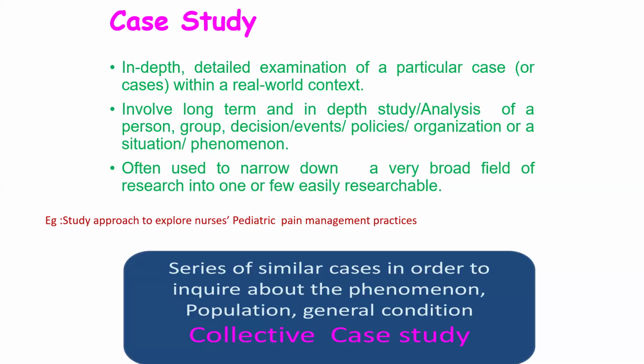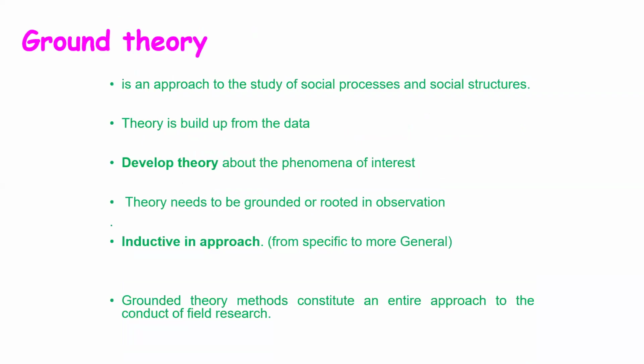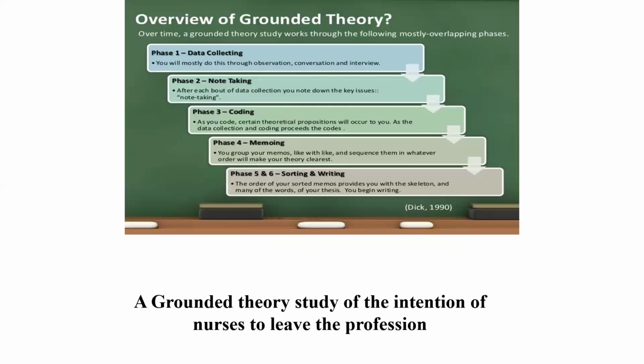And grounded theory, which is very important, is based on theory. It is a social process, and social structure develops. By approaching and finding out, you can even frame your own theory about the phenomena of interest based on grounded theory. So it is something that goes from specific to general. This method can be used to conduct field research work as such. So this is how we can do grounded theory: data collecting, note taking, and coding has to be done, and memoing and sorting. Sorting out and writing up the solution, what you have found out.